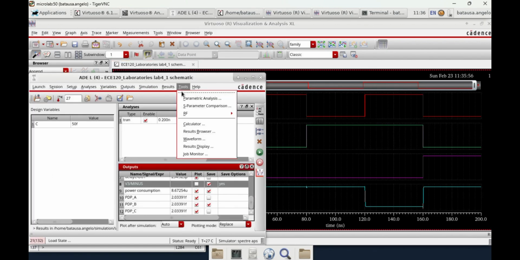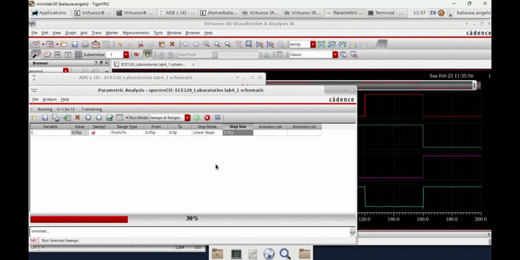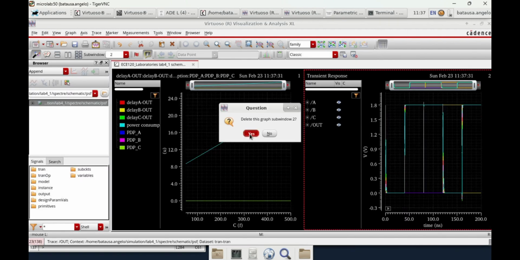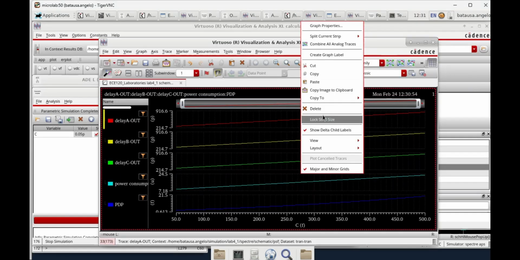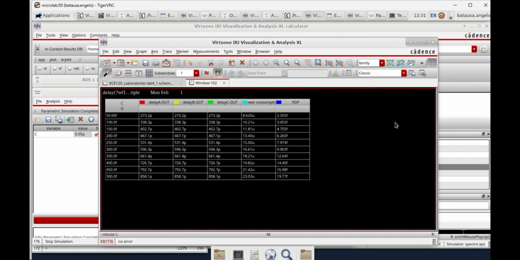To perform the parametric analysis, the student made the capacitance loading a variable C, and it was swept from 0.05 pico to 0.5 pico to visualize the power consumption and delay at these capacitor values. When the rectangular plot was shown, the student also converted it into tabular form to see the numerical values behind this capacitance loading.